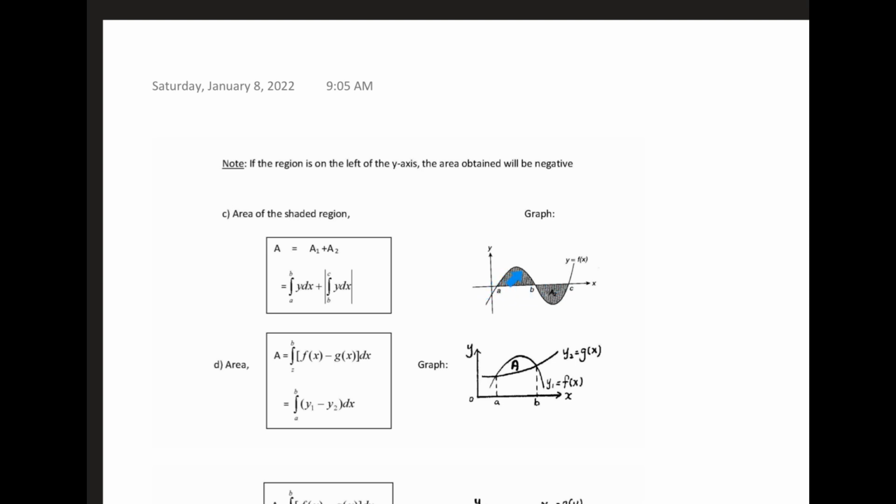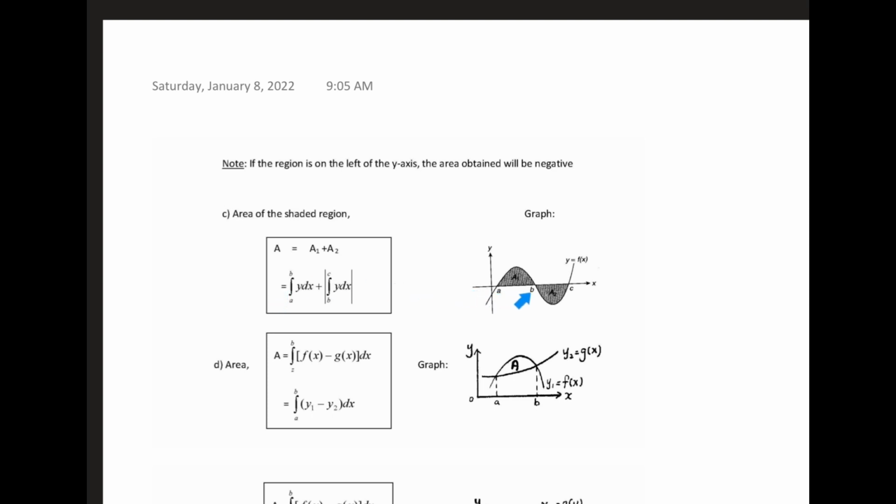So if you still remember the explanation just now, if the curve is above the x-axis, the area found will be a positive value. But if the curve is below the x-axis, the area found will be a negative value. So this is positive, this is negative. Then what should we do? So we do it like this. We add our area 1 and area 2.